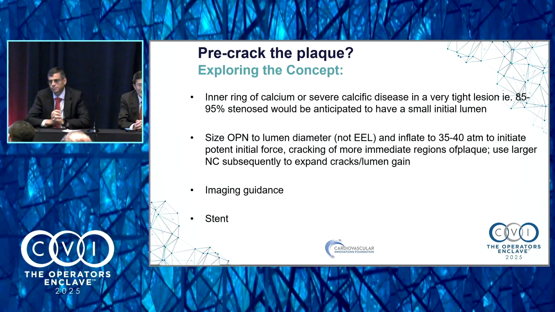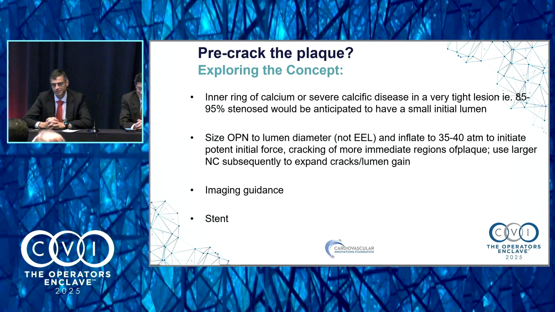So, pre-crack the plaques. Just initially exploring the concept, what do I mean by that? Let's suppose, for example, you have a very tight coronary lesion with an inner ring of calcium or severe calcific disease in that very tight lesion. It's expected to have a pretty small initial lumen as you first approach the lesion.